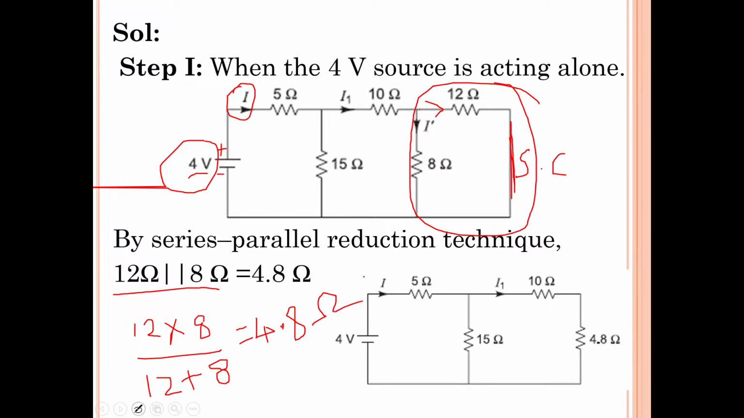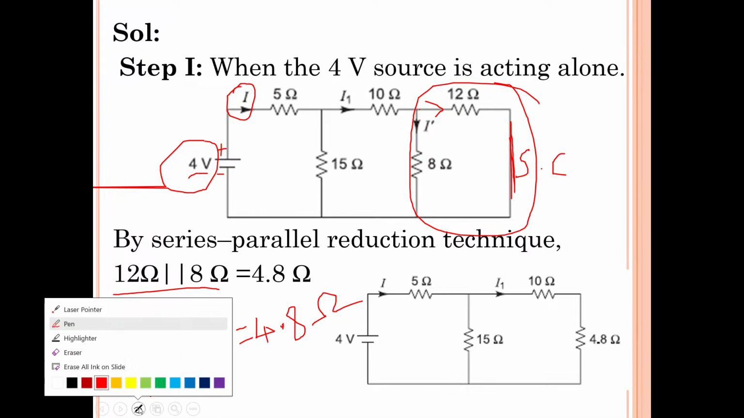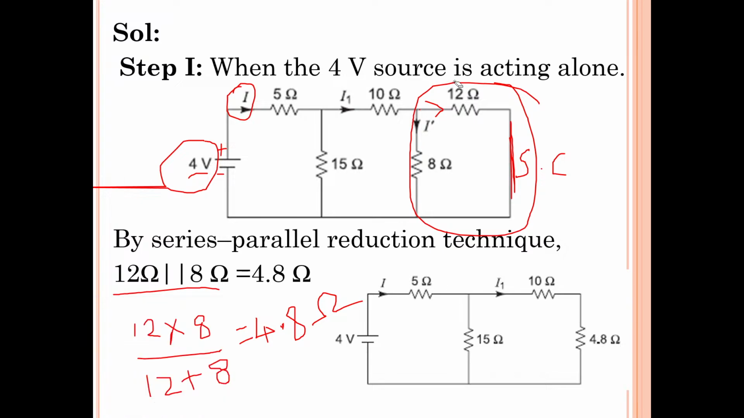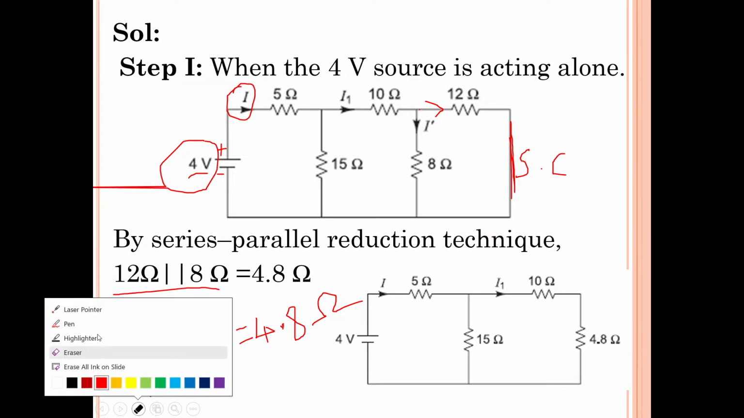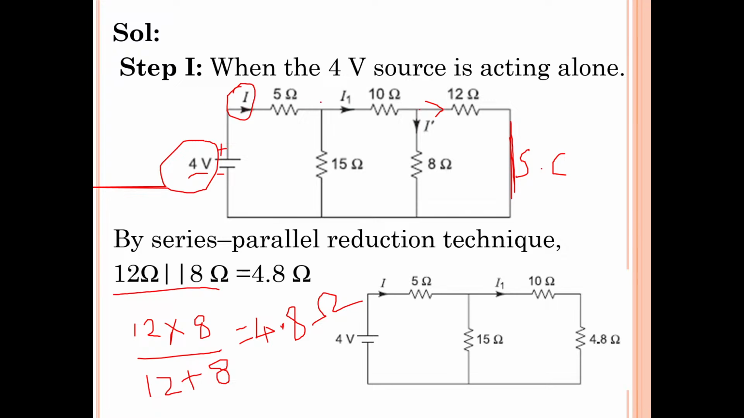How to know whether the elements are connected in series or parallel? I have already told you that current I flows through 5 ohms and at this junction the current will divide into two parts. This current flows up to this junction, again it divides into two parts. One portion is flowing through 12 ohms, one portion is flowing through 8 ohms. So 8 ohms and 12 ohms are in parallel.